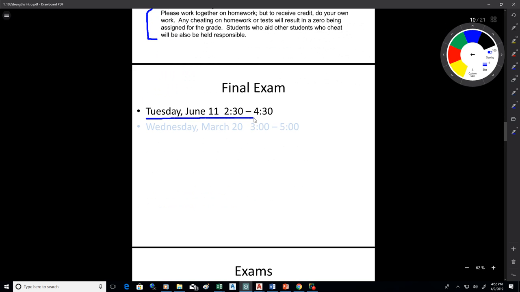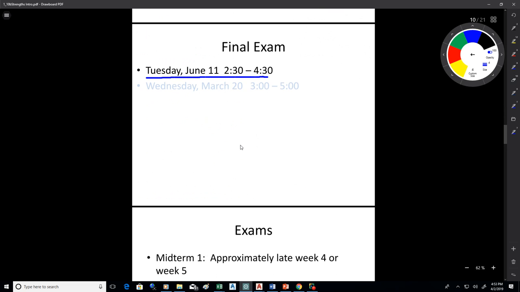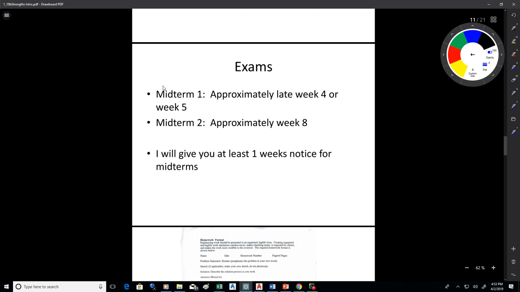Okay, the final exam is Tuesday, 2:30 to 4:30 in the afternoon, especially for online students. If you have problems with that, let me know and we can figure something out for it. Okay, the exams, I don't have a specific date for them yet, but midterm 1 is usually late week 4 or in week 5 at some point. Midterm 2 is late week 8 usually, maybe even early week 9. I'll give you 1 week's notice on the midterms, so you'll have advance notice of them.